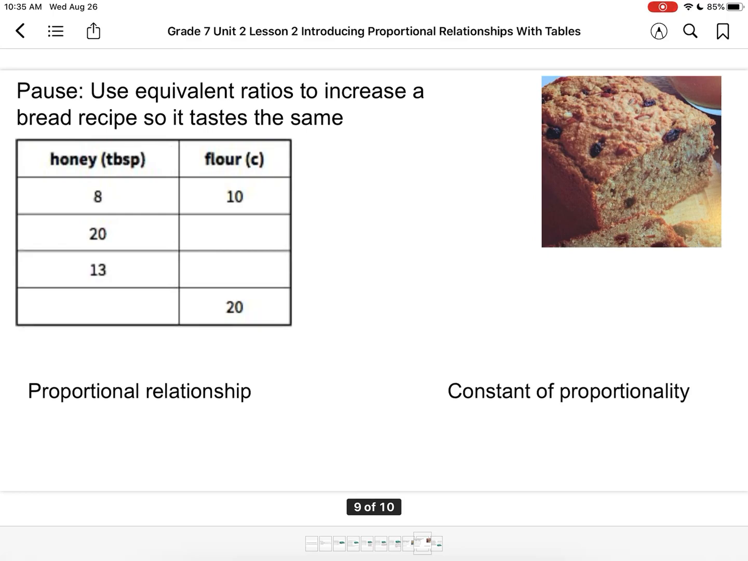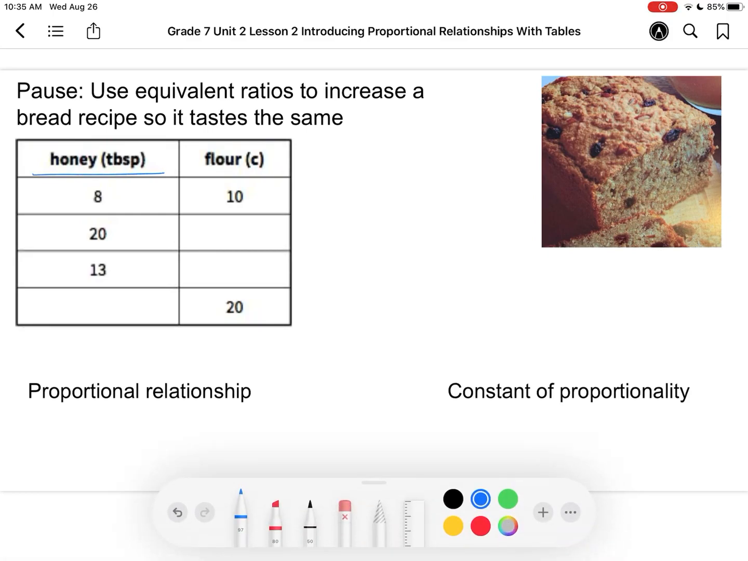So I hope that you saw that the proportional relationship is between the number of tablespoons of honey and the number of cups of flour. So you would write it like number of tablespoons of honey to the number of cups of flour.